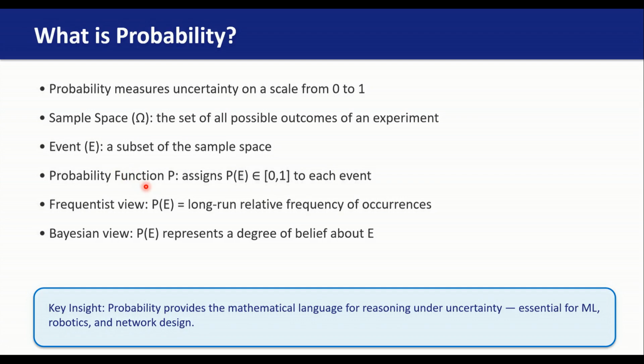There are 2 ways to think about probability. The frequentist view says probability is what happens in the long run. For example, if I flip a coin many times, the fraction of heads approaches 1/2. On the other hand, the Bayesian view says probability is a degree of belief. If I say there is a 70% chance of rain tomorrow, I'm saying how strongly I believe it will rain tomorrow. Both views give the same math. To conclude, probability provides the mathematical language for reasoning under uncertainty, and this measure is essential for machine learning, robotics, and network design.